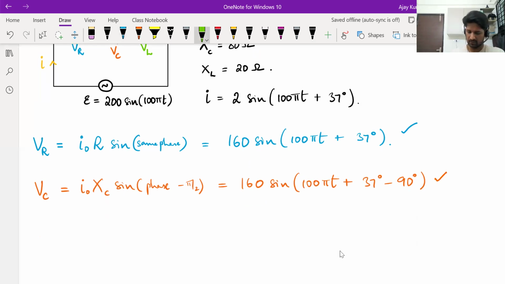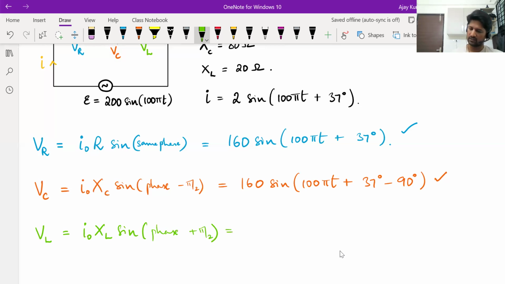Next, the third part, voltage across the inductor at any time. Rishi, tell me the peak value. Sir, I into XL. I0 into XL is the peak value. Sine. What about phase? What does an inductor do in terms of phase? Sir, it leads. Tell clearly, what leads what? Sir, the EMF leads the current by pi by 2. Yeah. Okay. So it will be current phase plus pi by 2.